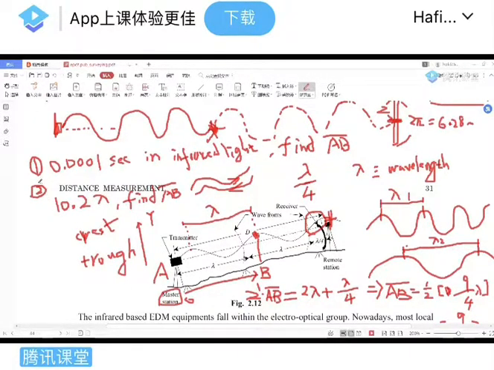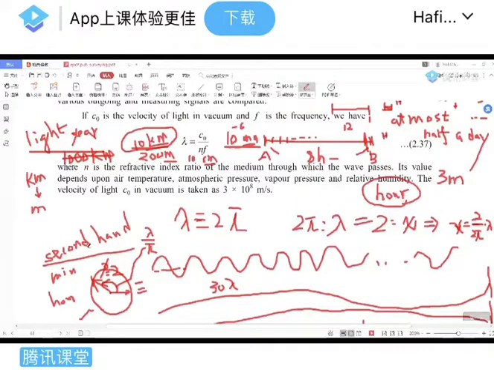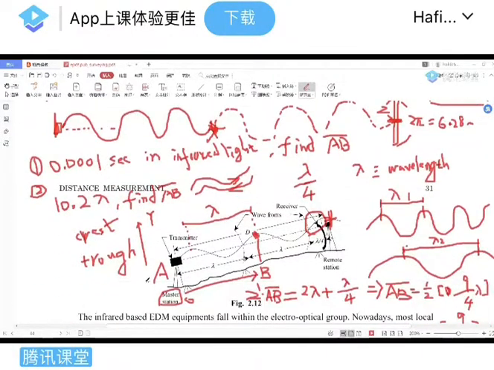Second one, they are independent. Different approach. Approach one uses a timer. Suppose this is not reliable. The temperature is not good. You can't rely on this one. Use the second one, a different related approach. All this is 10.2 lambda. Then find out this one, AB.